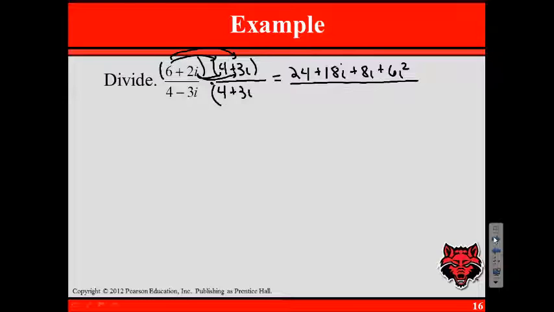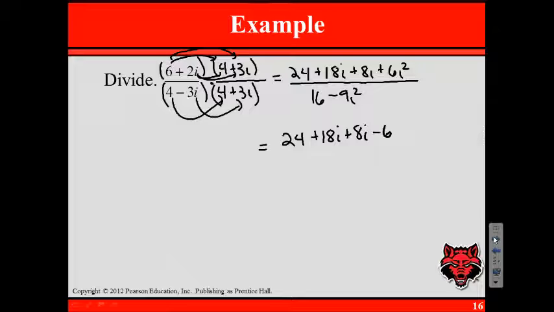In the denominator, because we have conjugates, we can just look at the first FOIL arrow and the last FOIL arrow. 4 times 4 is 16. 3i times negative 3i is minus 9i squared. Let's change our i squareds to negative 1, or we can just drop the i squared and change the sign of that term. That will give us 24 plus 18i plus 8i minus 6, all over 16 plus 9.